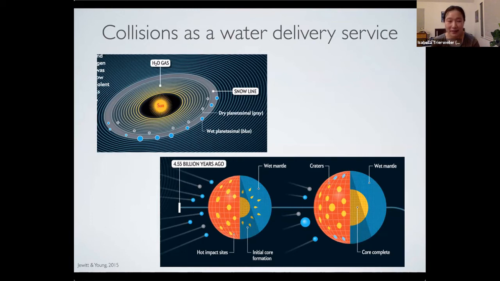And to think of collisions as a water delivery service, what we want to go back to is that picture of the solar system with the snow line. So inside the snow line, right, it's really hot. So any water that you have is probably just going to evaporate into gas. But beyond the snow line, you could definitely have water that's still liquid, or water that's frozen in ice in various bodies.